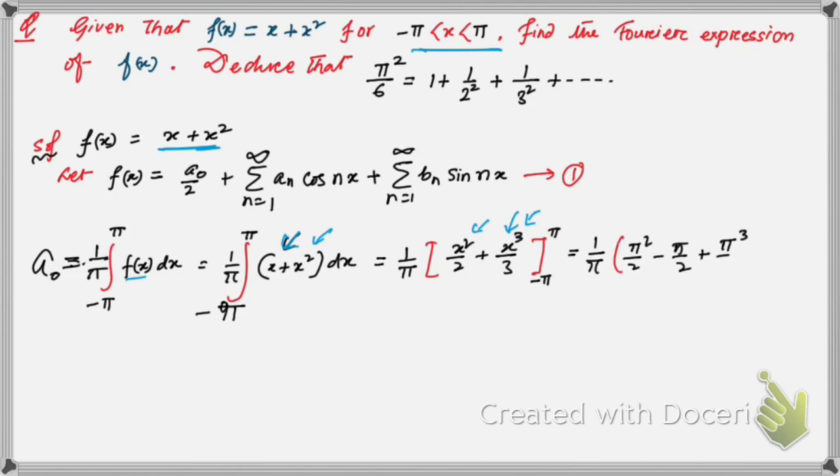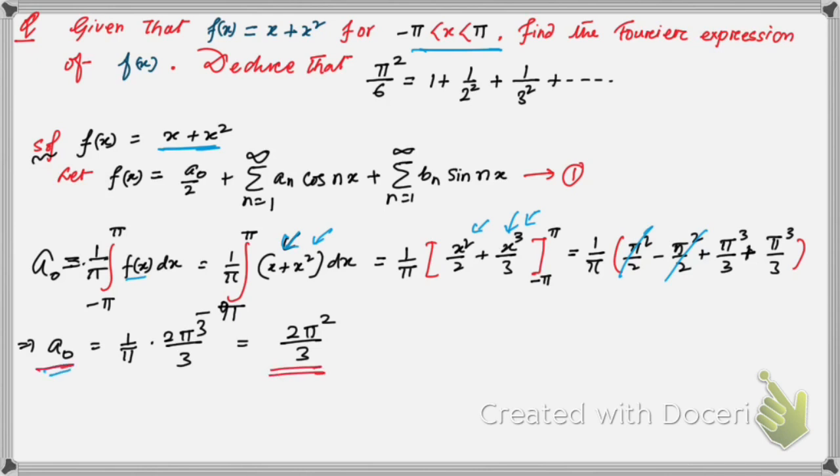get this value, right? And first two terms will be cancelled, right? These two terms gone, right? Then what we have got, a naught is equal to half 2 pi cube by 3. So here pi cube cancels pi, cancels pi cube to give pi square. So this is the result we have got. This is what a naught is. So we have got a naught, right?